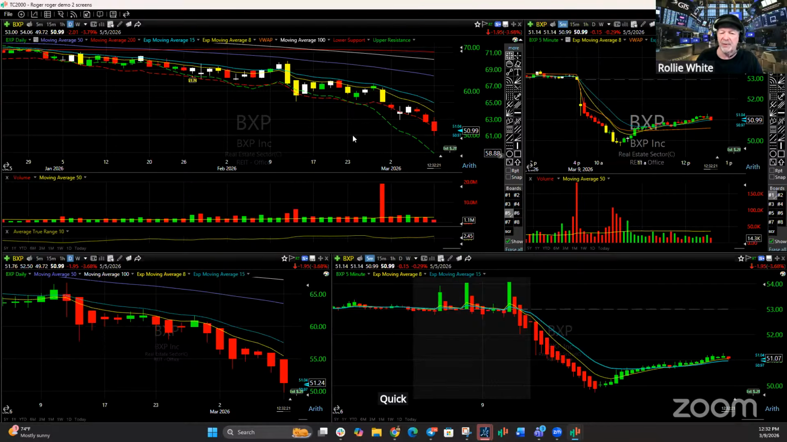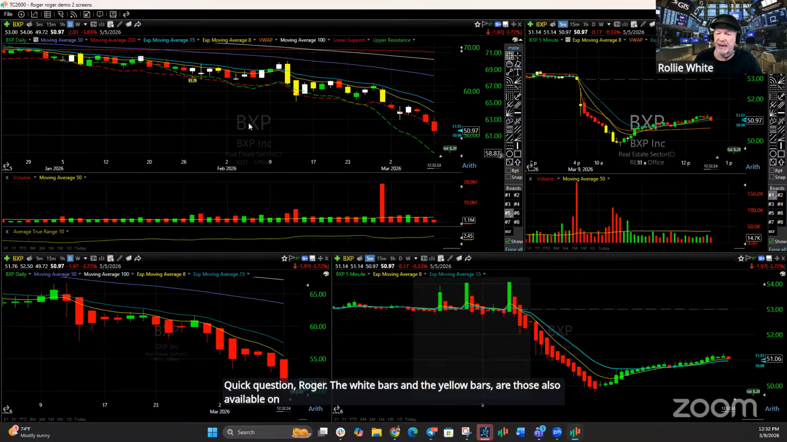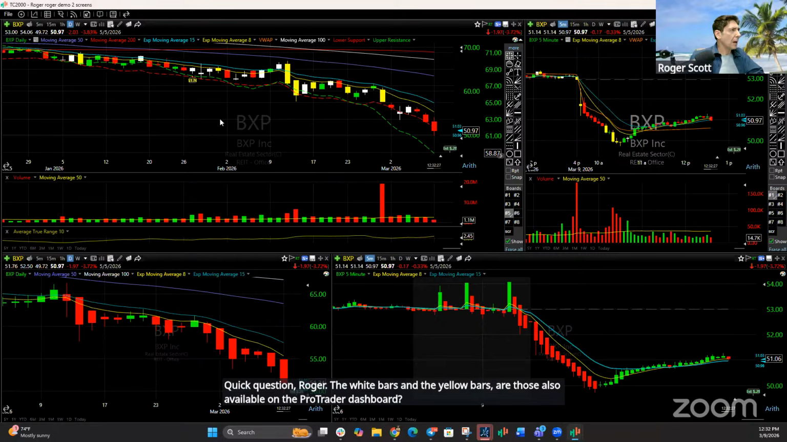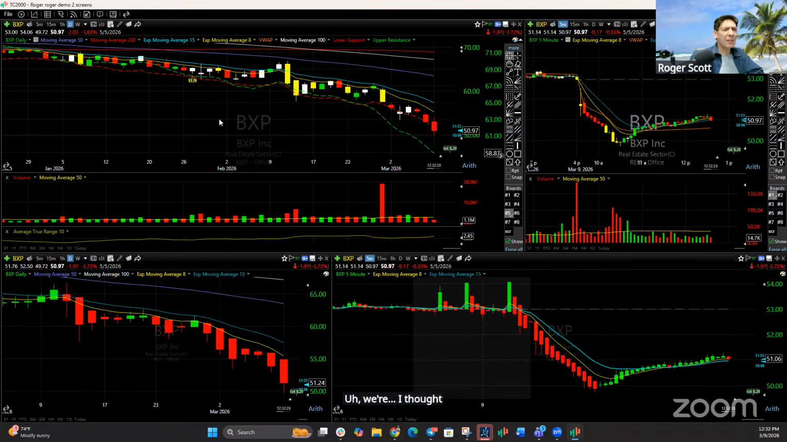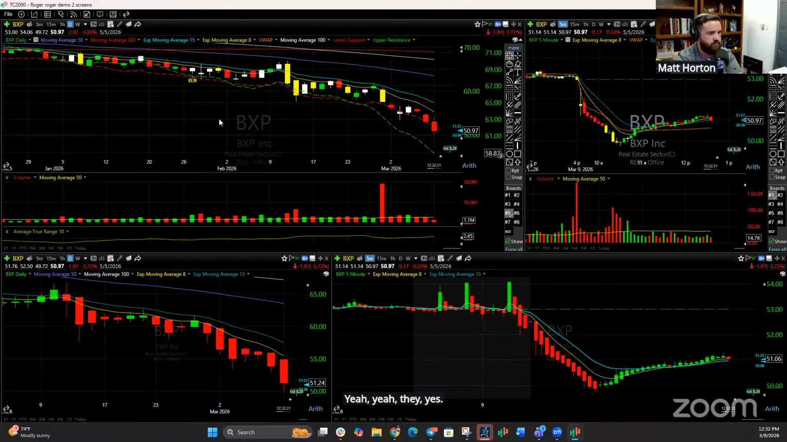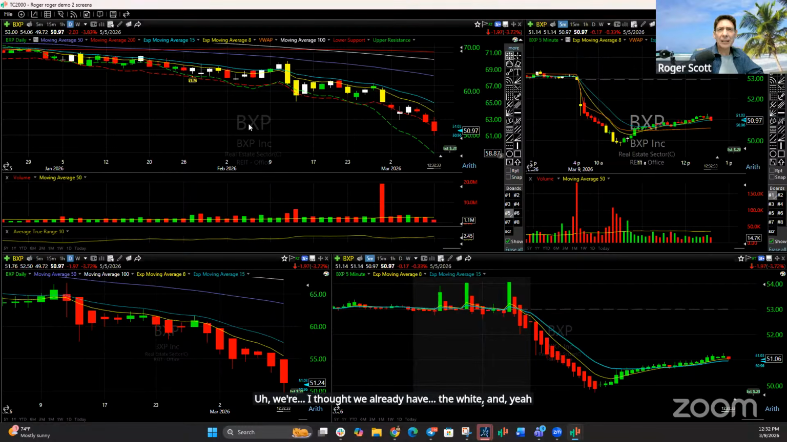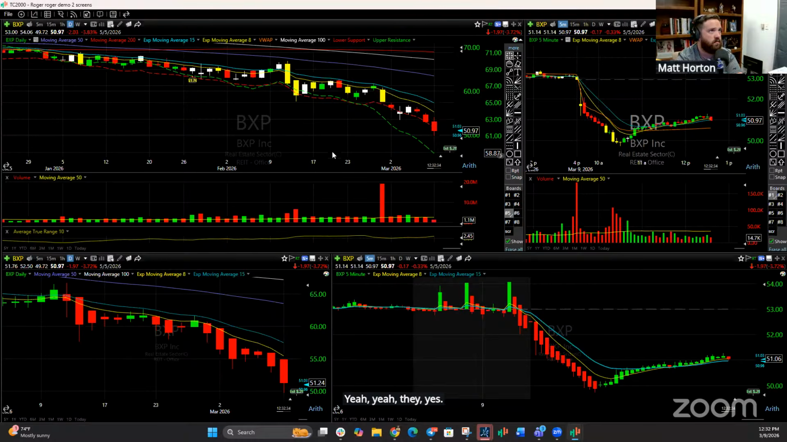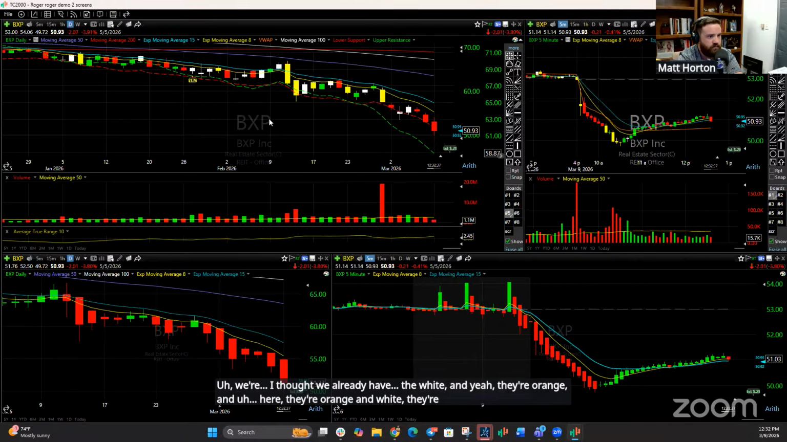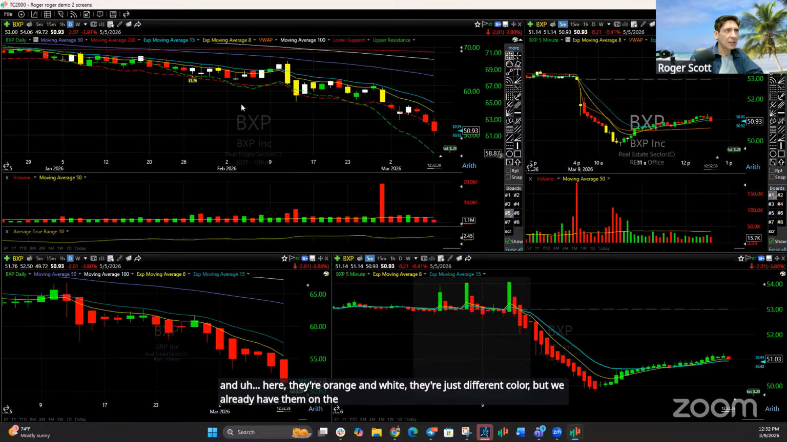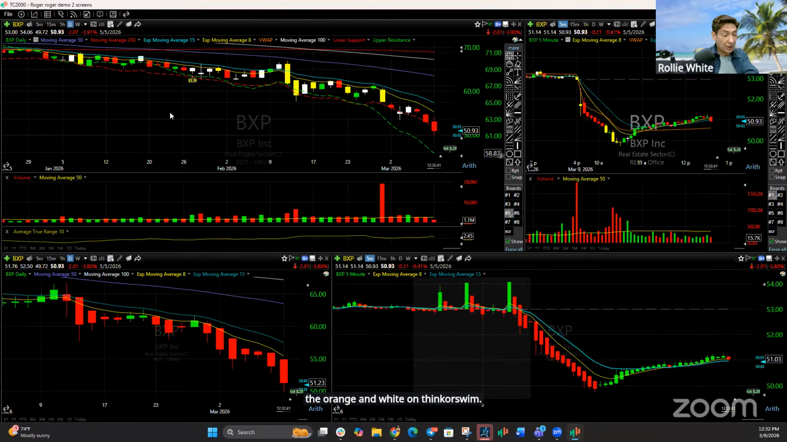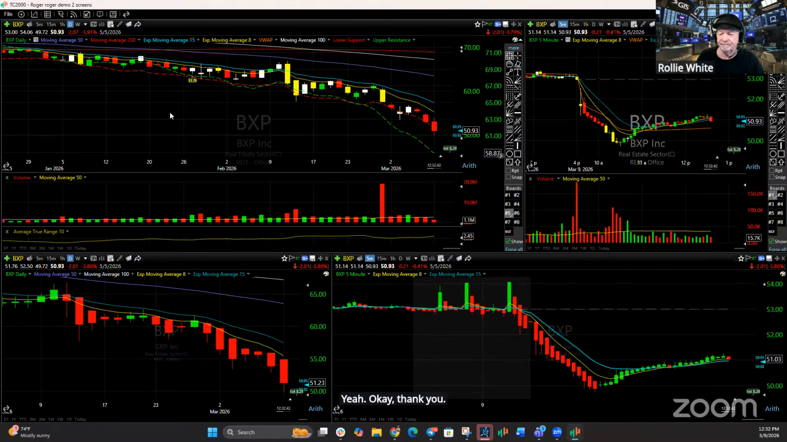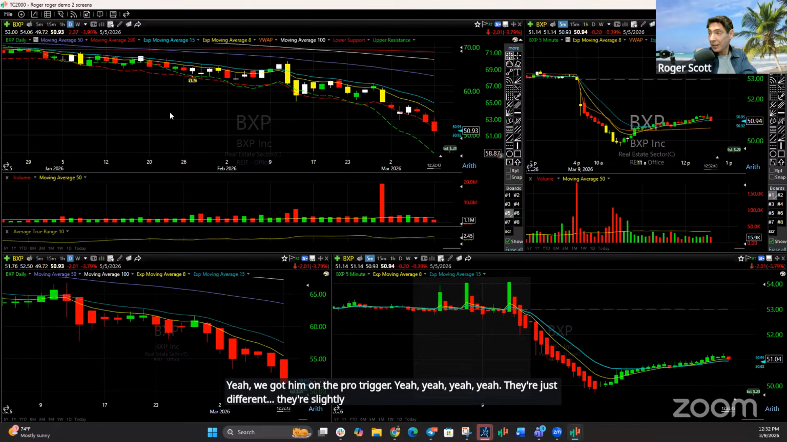Quick question, Roger. The white bars and the yellow bars, are those also available on the Pro Trader dashboard? Yes, they're orange and white on Thinkorswim, just a different color, but we already have them on the Pro Trader dashboard. Okay, thank you. They're slightly different color. That's all.